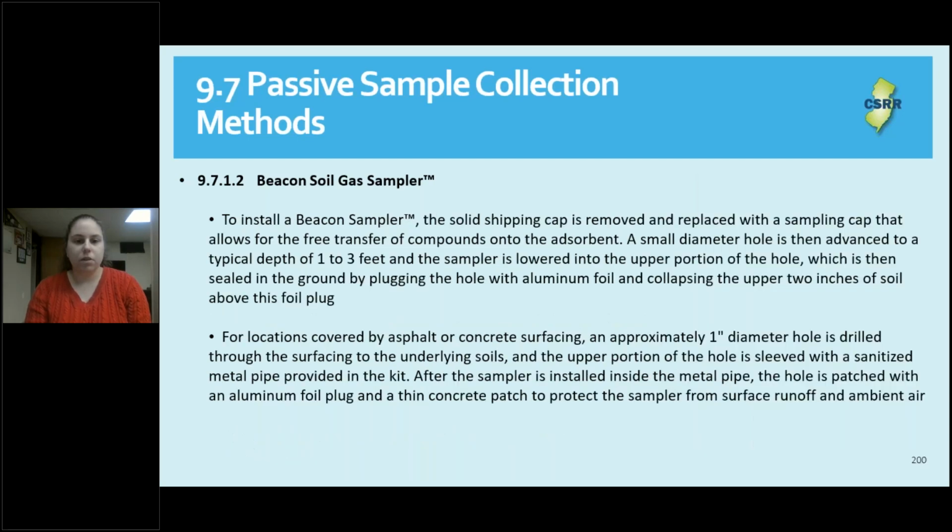Next slide, please. To install either sampler, you would drill a hole with a hand drill 1 to 3 feet in depth and lower the sampler into the ground. For Beacon, aluminum foil is used when installing into asphalt or concrete. For AGI samplers, we've also found that modeling clay can be used to seal holes in concrete or asphalt. For sampling locations located in grass, we have found that the appropriate size cork can be used to seal the hole properly. Next slide, please.